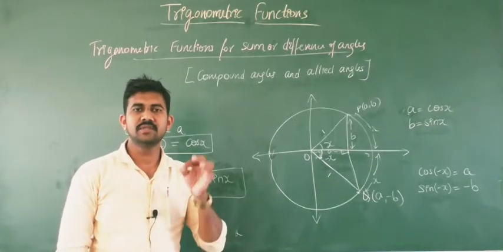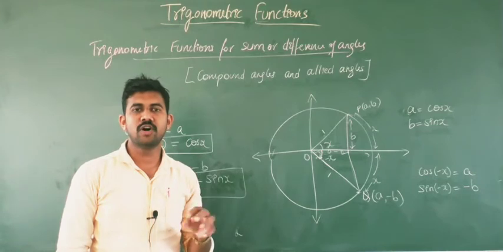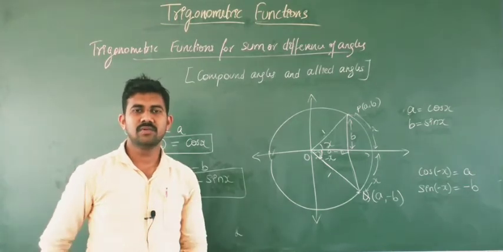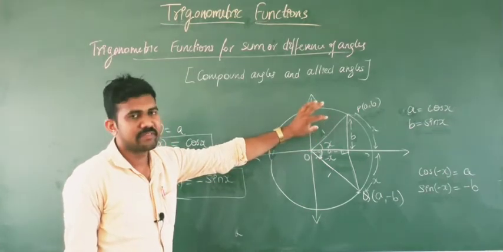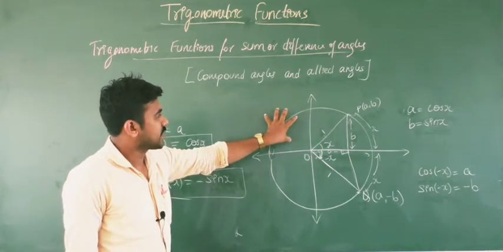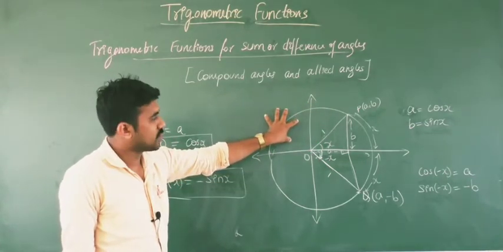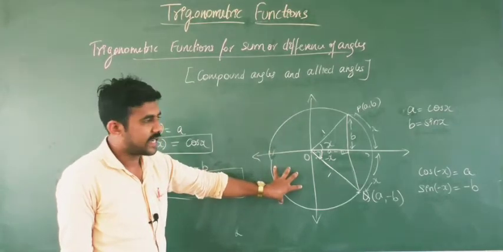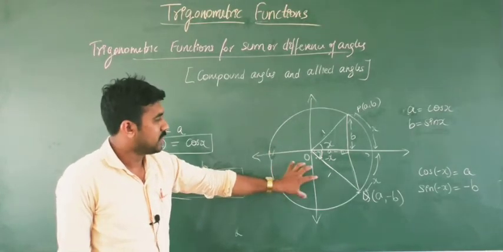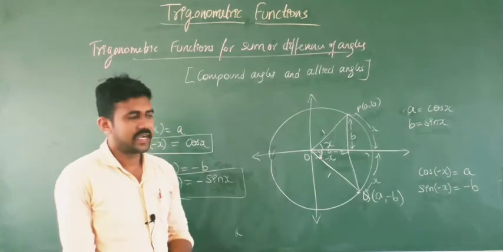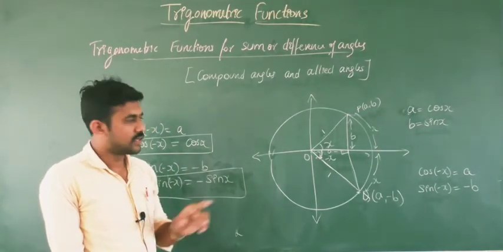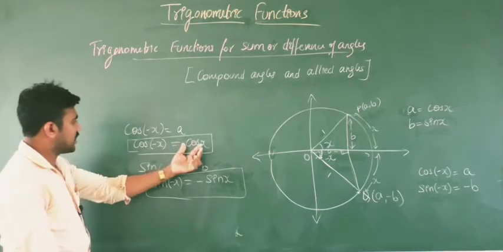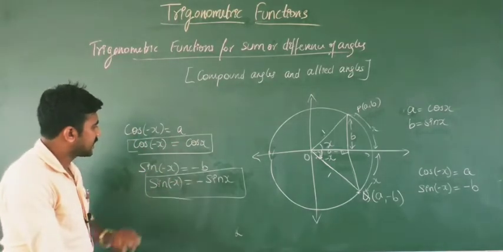That you know already, you've seen the quadrant rule or ASTC rule. In the first quadrant all trigonometric functions are positive. In the second quadrant, sine and its reciprocal are positive. In the third quadrant, tan and its reciprocal are positive. And in the fourth quadrant, cos and its reciprocal, that is secant, are positive. So you got cos positive, but sine is negative here.